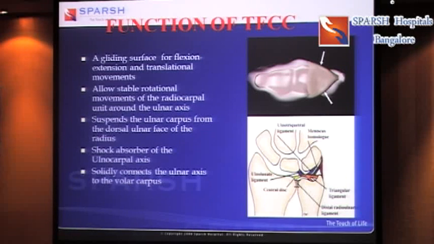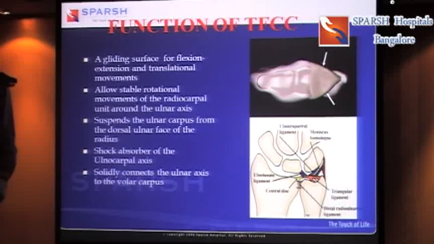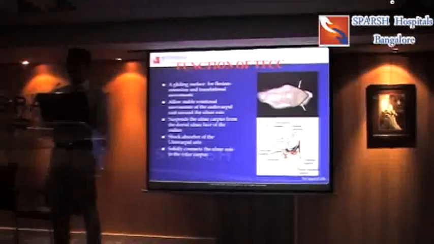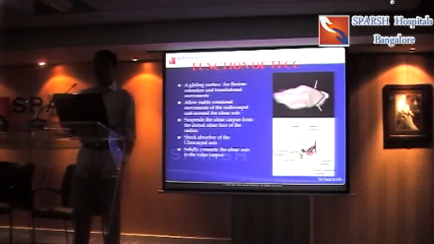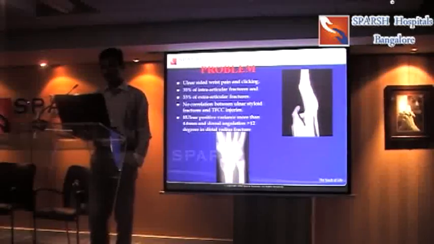If you take the meniscus in the knee, what happens? Confirmed arthritis, isn't it? There are clearly documented studies which have shown that in 10 years' time they all have degenerative changes. Exactly the same thing happens in the TFCC also. If you take out the TFCC completely, for example, and leave the patient without TFCC, you will see degenerative changes happening in due course of time. So it's almost a similar function to the meniscus.